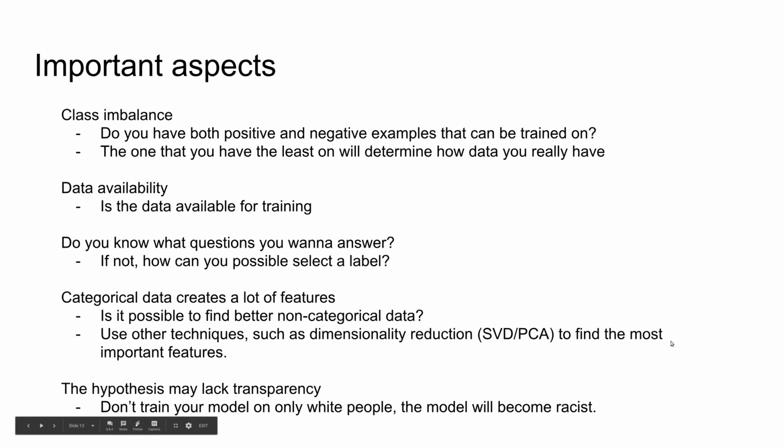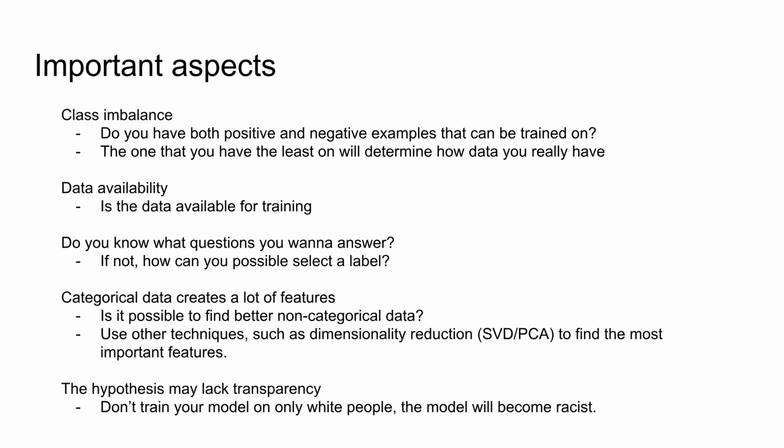And a really, really important thing also is the lack of transparency that you will get from some of these systems. So if you have a database with image recognition, for example, if you only train your image recognizer on white people, the model is definitely going to become racist because it won't recognize colored people. You might run into problems like that. So think about what kind of data you give it.